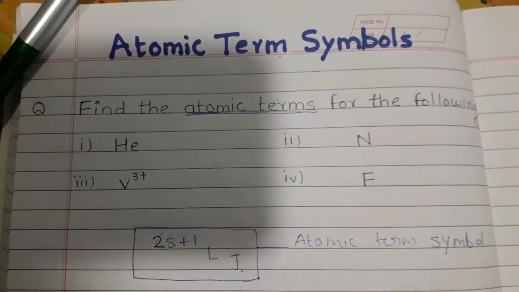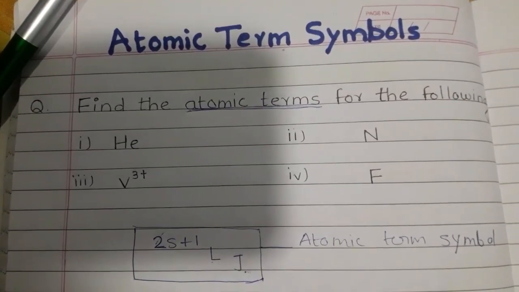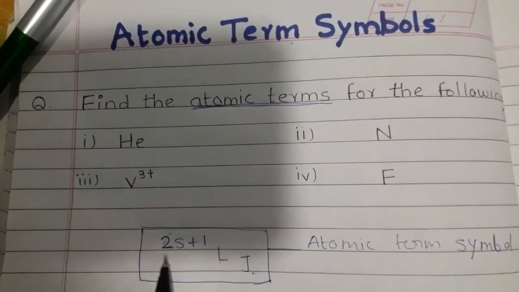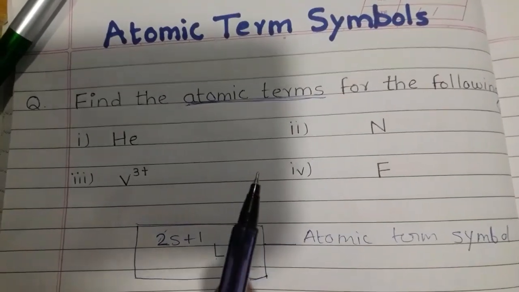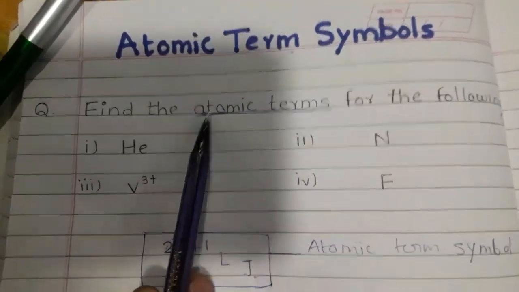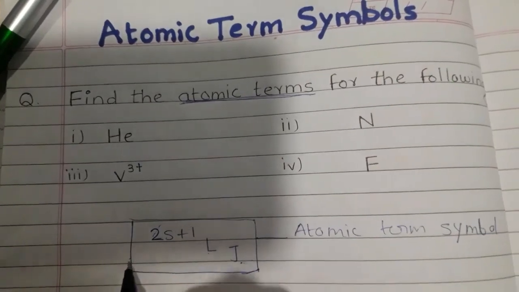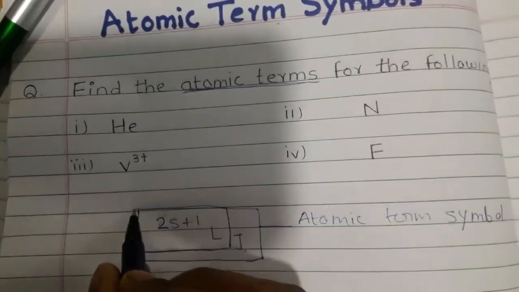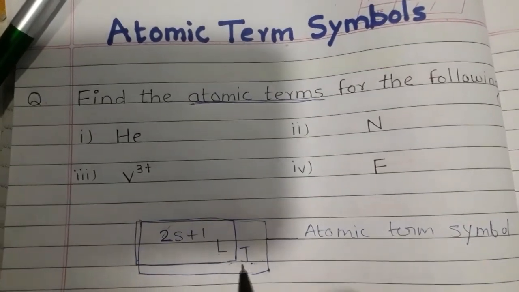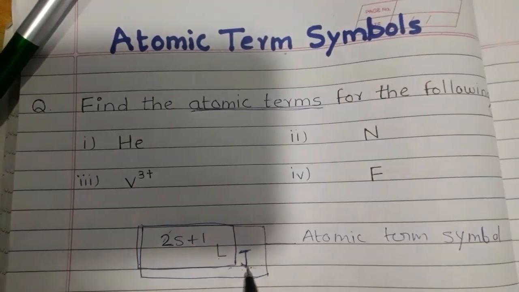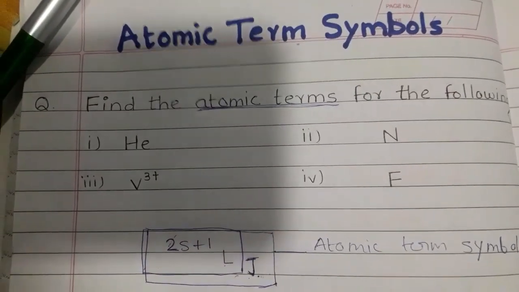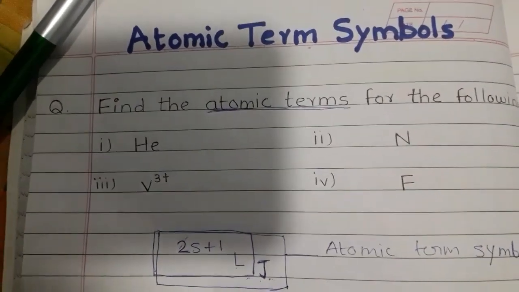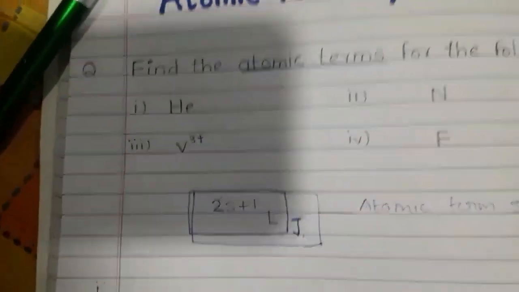If they tell you to find out the atomic term symbol as a whole, that means you have to find out the value of all these: 2S plus 1, L and J. But in this question they ask you to find out atomic terms only, that means you have to find out only this 2S plus 1, L, not J. If they ask you to find out the whole atomic term symbol, then you have to calculate J, otherwise you have to calculate only 2S plus 1, L. So let's see the solution of this question.